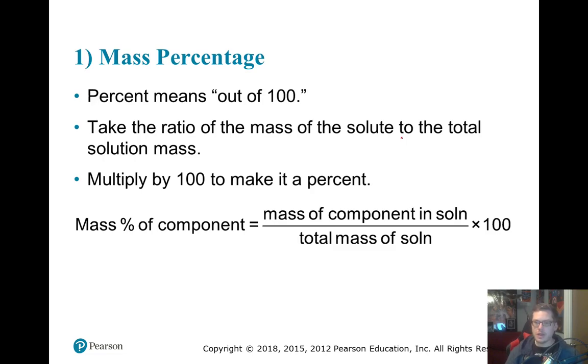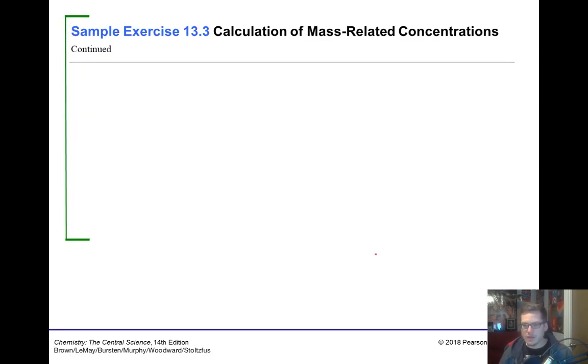All right, first one, mass percentage. We've talked about mass percentages already way back last semester, but essentially mass percentage means out of 100. So you take the ratio of the mass of the solute to the total solution mass. So it's mass to mass, and you're comparing the mass of the solute, or the thing you care about, over the total mass. So it's like finding your score on an exam. You take the score you got divided by the total score times 100. So that's your mass percentage. Very easy.